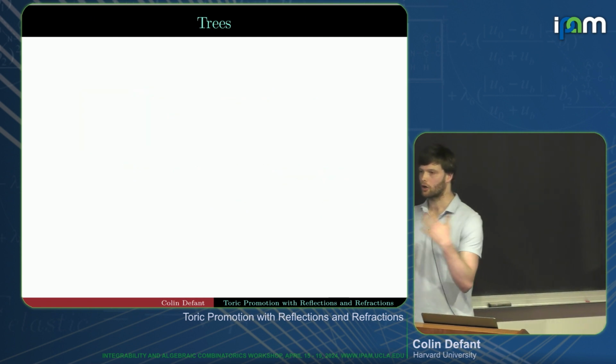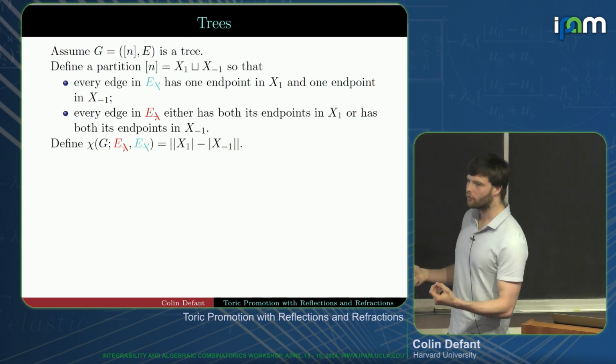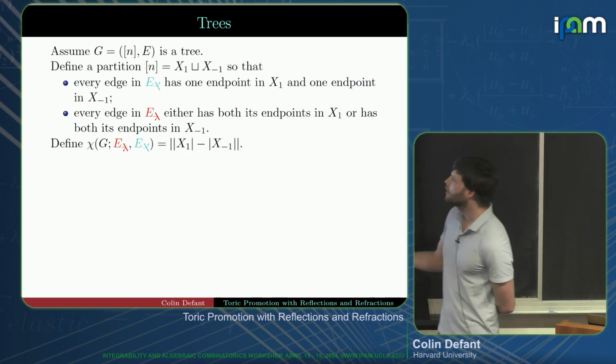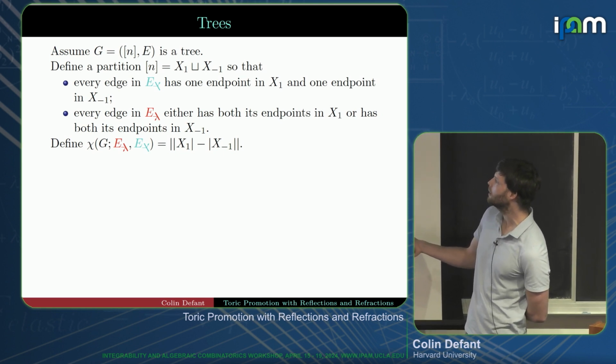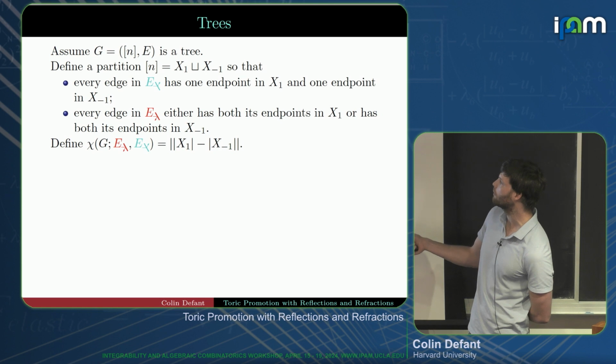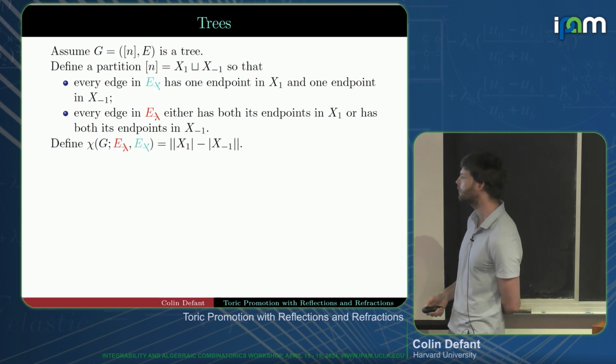Okay, so our goal was to understand this dynamical system, and there are some cases where we can do this. One is when the graph is a tree. So if G is a tree, then I can partition the vertex set bracket n into these 2 subsets, X1 and X minus 1, so that every refraction edge has endpoints in different subsets, and every reflection edge has endpoints in the same subset. And then I define chi of G, eflect, efract to be the absolute value of the difference of the sizes of these subsets.